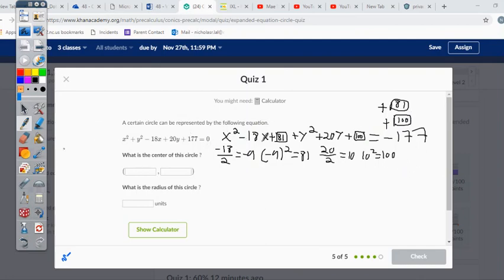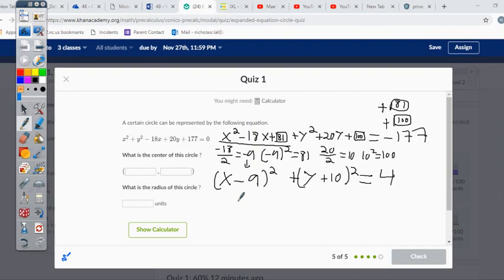The x terms will factor into x minus 9 squared. The y terms will factor into y plus 10 squared. And that's going to be equal to -177 plus 100 is -77. -77 plus 81 is going to equal 4.